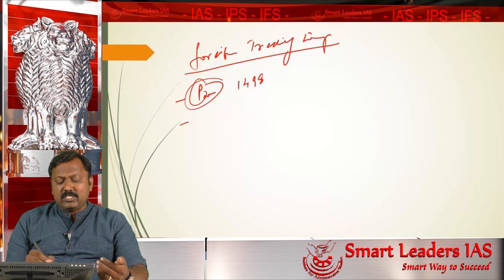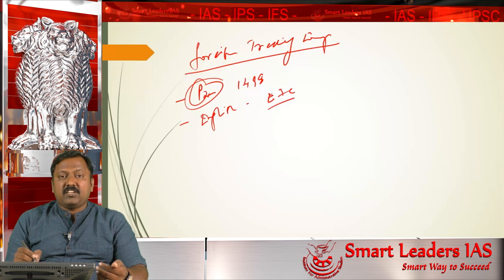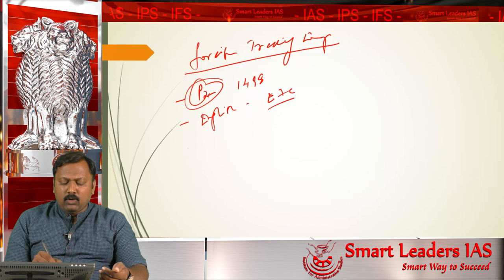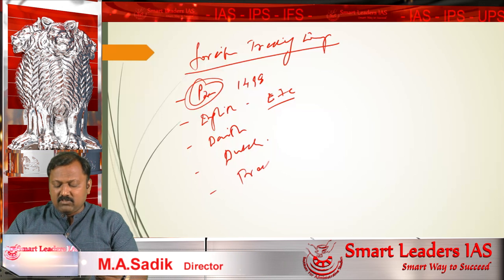Next, followed by the Portuguese, comes the English Trading Company. Over a period of time, we call them the East India Trading Company. We will discuss that later. Over a period of time, we have the Danish Company, we have the Dutch, and then we have the French.